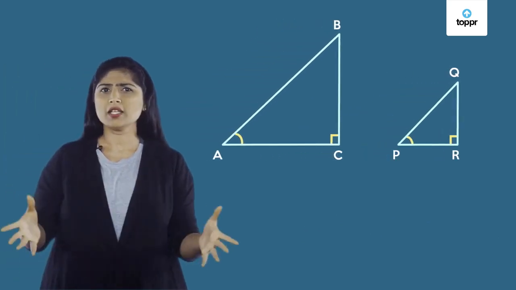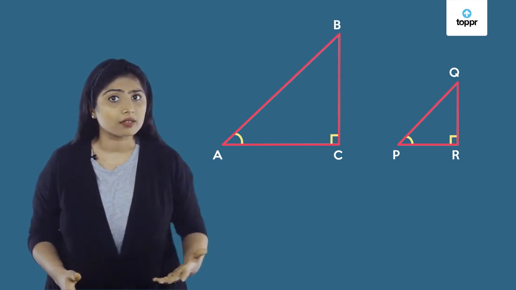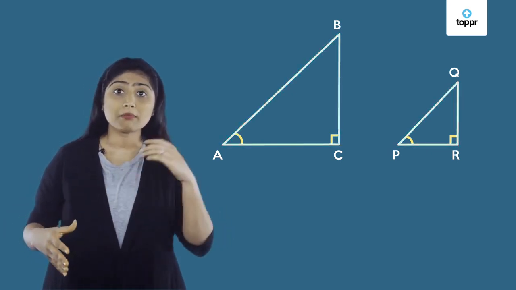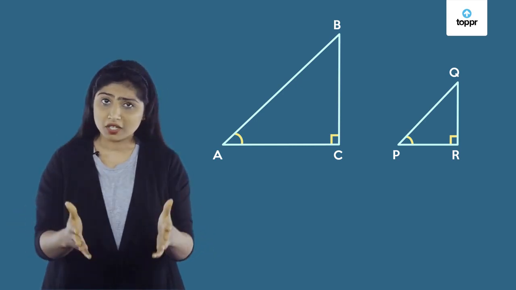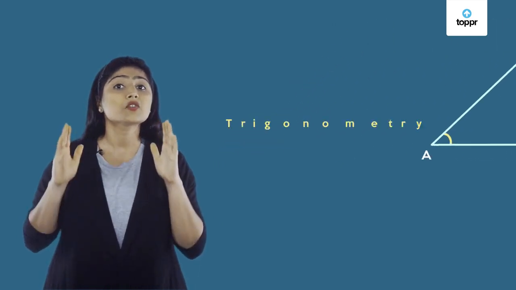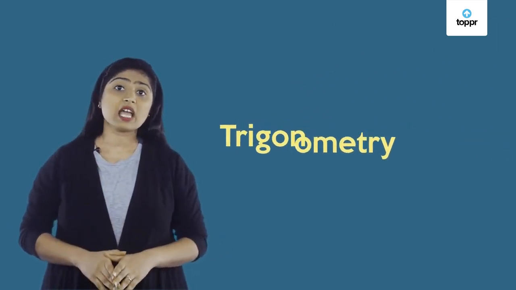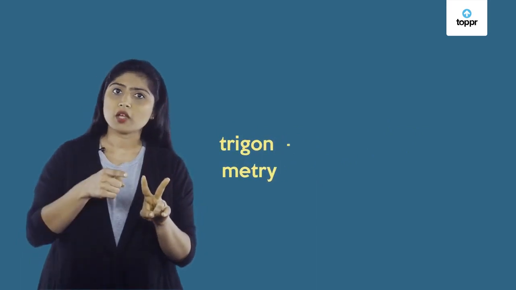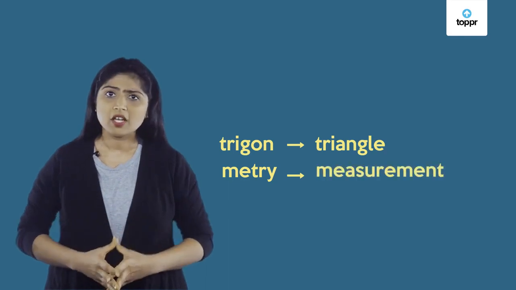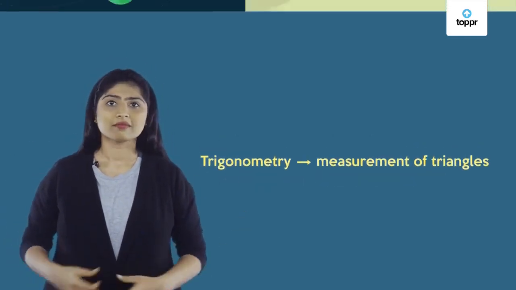Now, why did we take in particular the ratios of the sides of a right-angled triangle? Well, these ratios are so important in mathematics, physics and engineering that there is a whole branch of mathematics based on them. Trigonometry. So the word trigonometry is derived from the two Greek words, trigon meaning a triangle and metry meaning measurement. So trigonometry refers to the measurement of triangles.